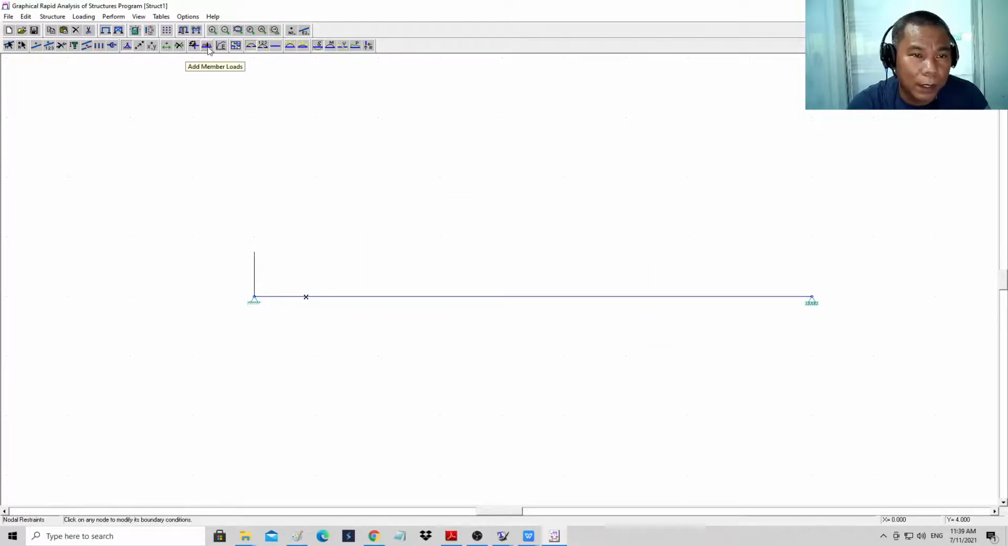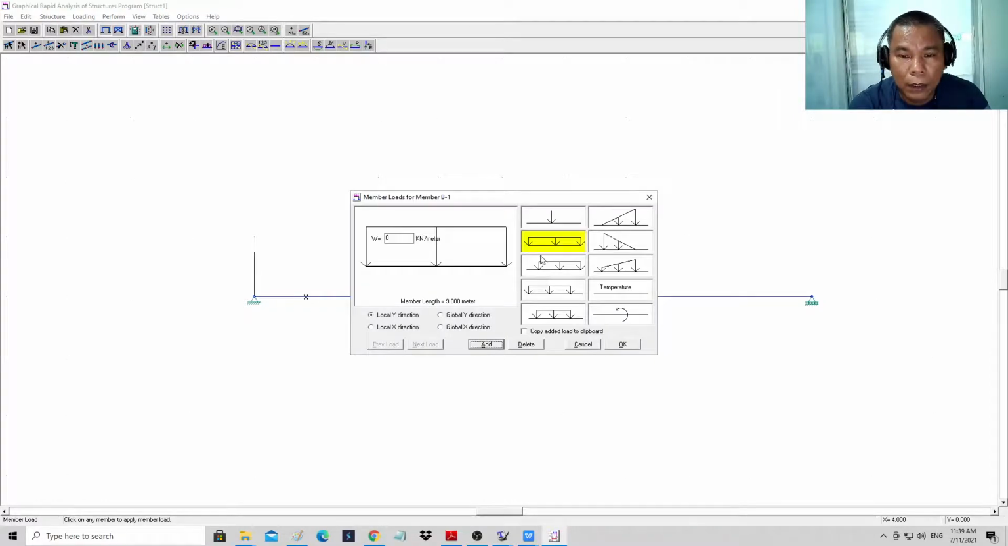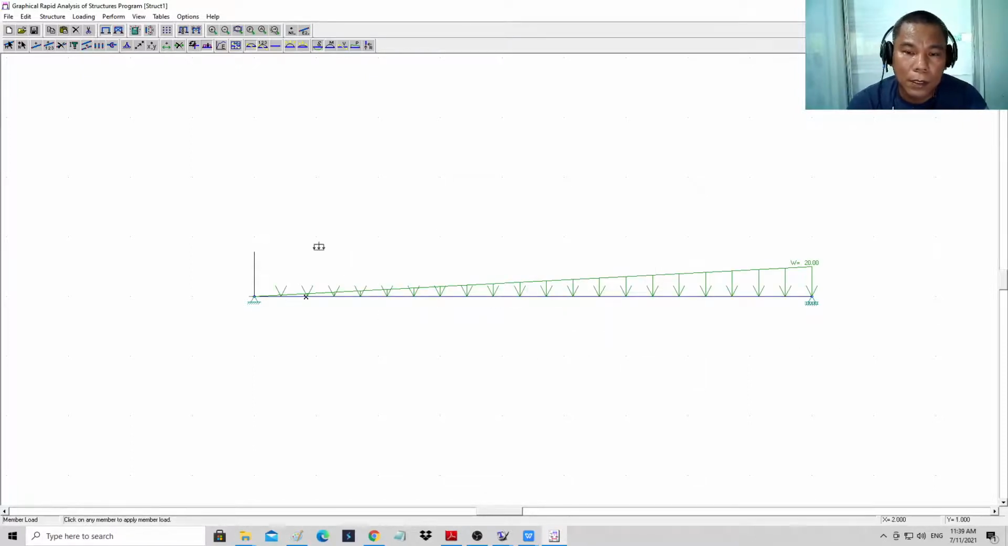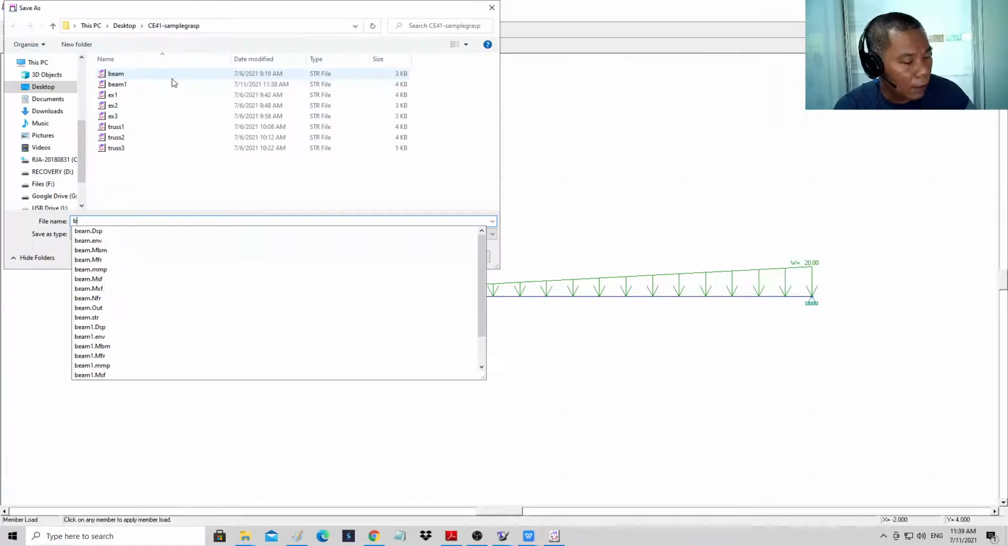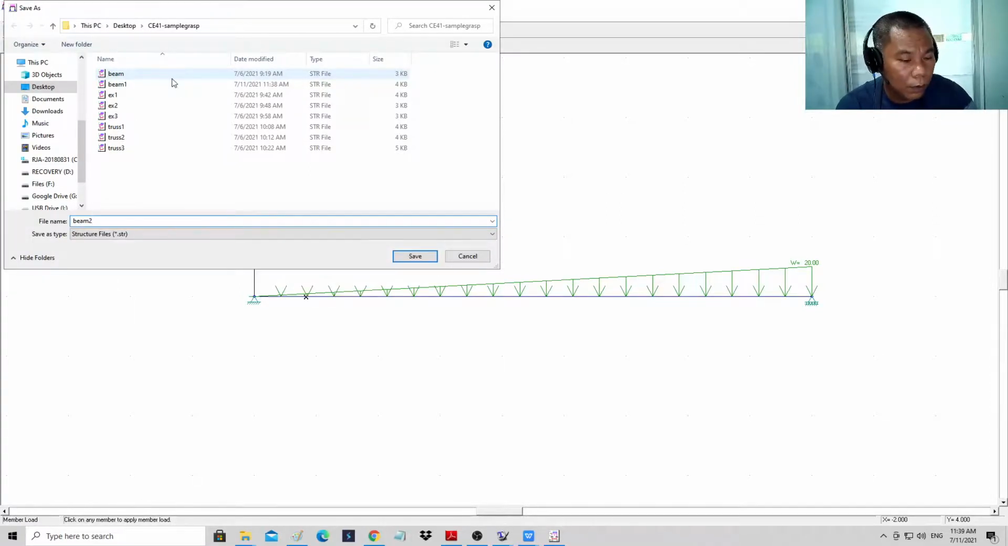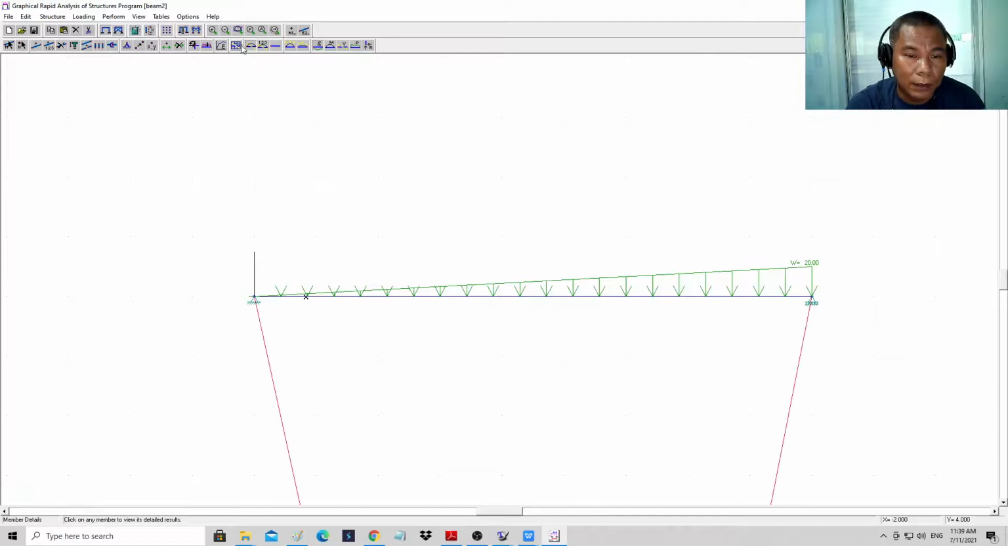Then we can apply the add member loads and click on the member, add, then choose the triangular loading at the distance 0 with 20 kilonewton meter length and a 9 meter length. Click OK. So this is the beam that we have, and we can say save this as beam 2. So again, you can now analyze, so you will see the reactions. Reactions are 30 and 60, which is the same in our example.